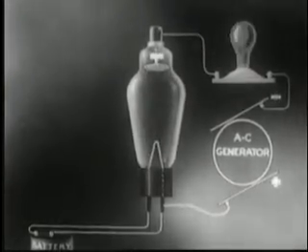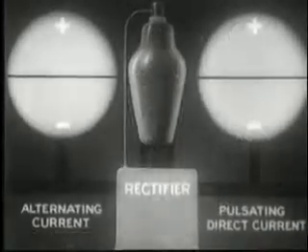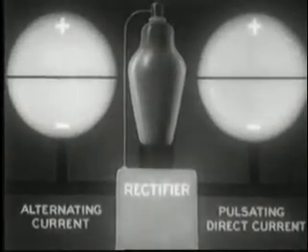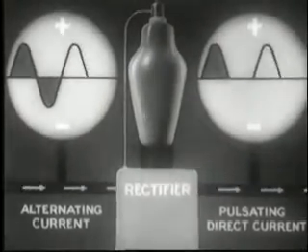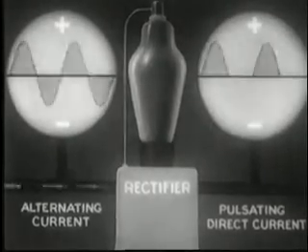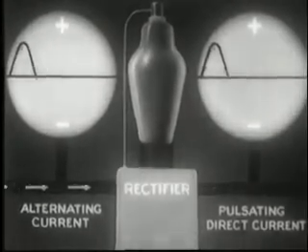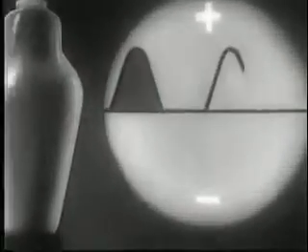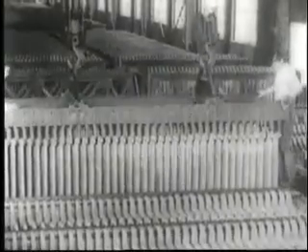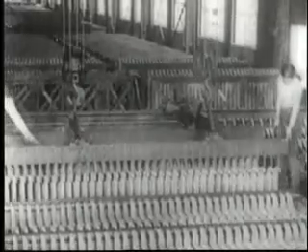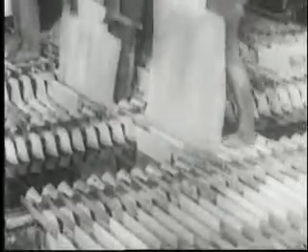We can visualize the result of the tube's rectifying action with the aid of these 2 oscilloscopes. The one on the left shows alternating current coming in. The one on the right shows pulsating direct current going out. The applications of this basic rectifying principle are many and important. Here's one of them, changing AC to DC on the nation's electrified transportation systems. Here's another, rectification for electroplating operations of all kinds, operations possible only with direct current.